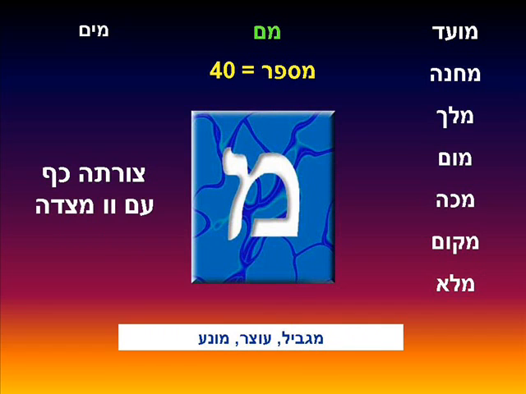Then you have Mem. Mem is number 40. Mem comes from the word mayim, water. What is mayim? Mi yam, water comes from the ocean. What is an ocean? A body of water. So we're dealing again with a function which is restrictive. Magbil, otzer, monea. Wherever you have water, unless it's flowing, it's enclosed. So the water, or as you can see, these fountains, have the function of limiting, holding back, restricting.